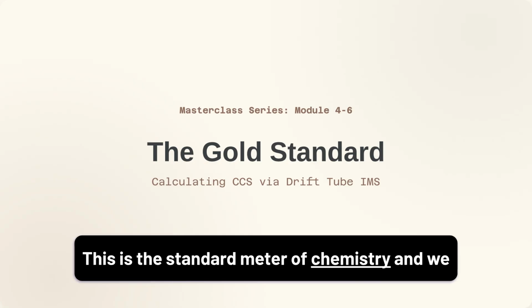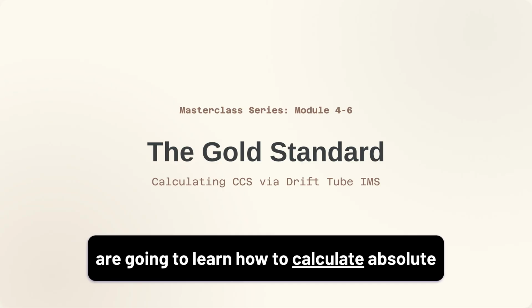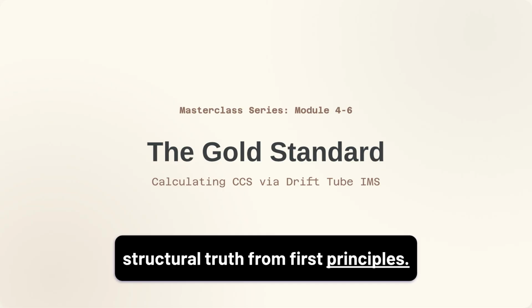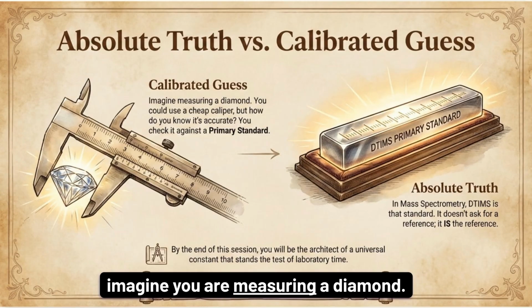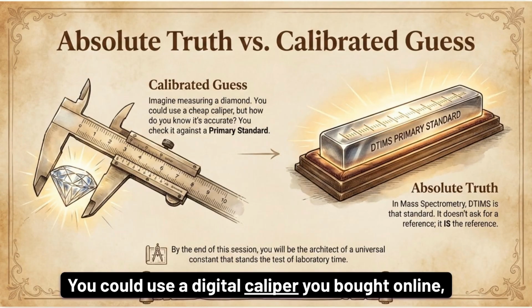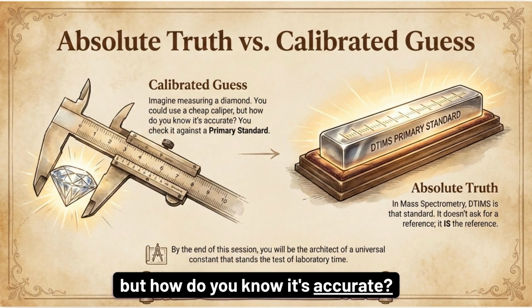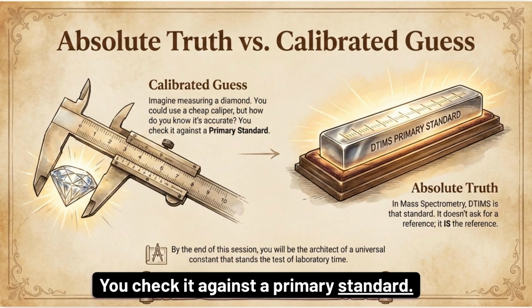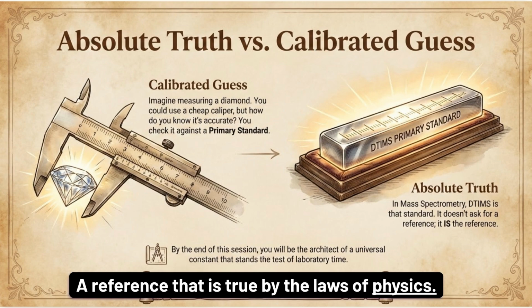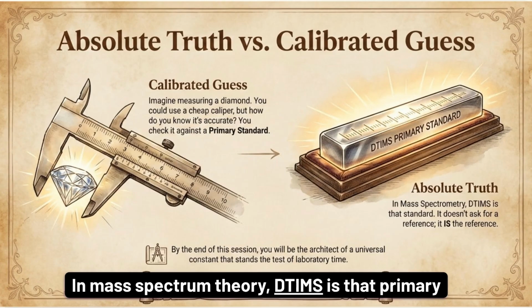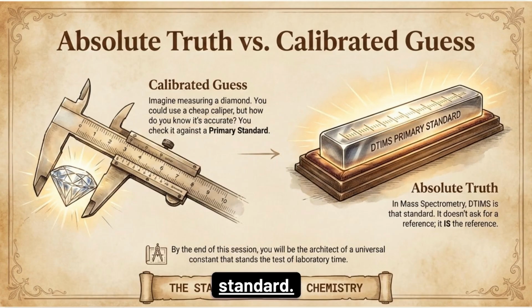This is the standard meter of chemistry, and we are going to learn how to calculate absolute structural truth from first principles. Imagine you are measuring a diamond. You could use a digital caliper you bought online, but how do you know it's accurate? You'd check it against a primary standard, a reference that is true by the laws of physics. In mass spectrometry, DTIMS is that primary standard. It doesn't ask for a reference, it is the reference.